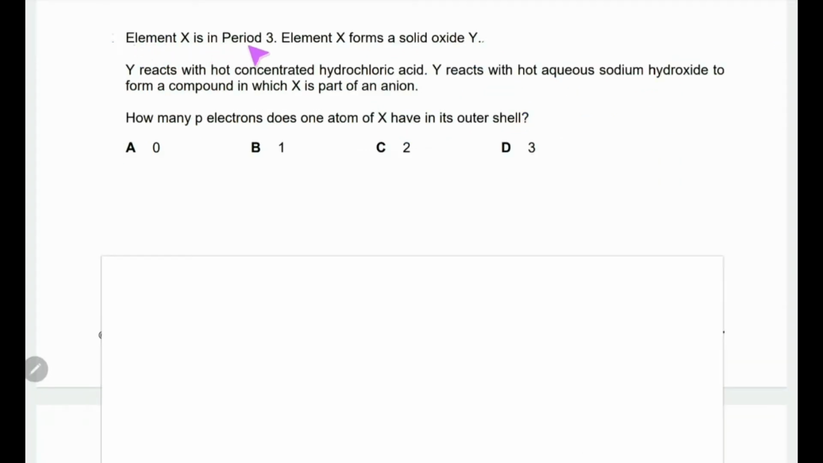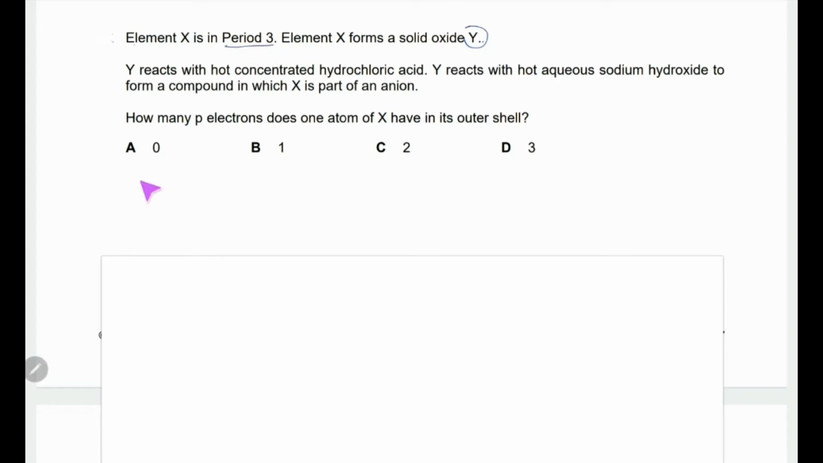Element X is in period 3. Element X forms a solid oxide Y. Y reacts with hot concentrated hydrochloric acid. Y reacts with hot aqueous sodium hydroxide to form a compound in which X is part of an anion. How many p electrons does one atom of X have in its outer shell? Well, the statement is long, but the clue in this question is that it is a period 3 element.